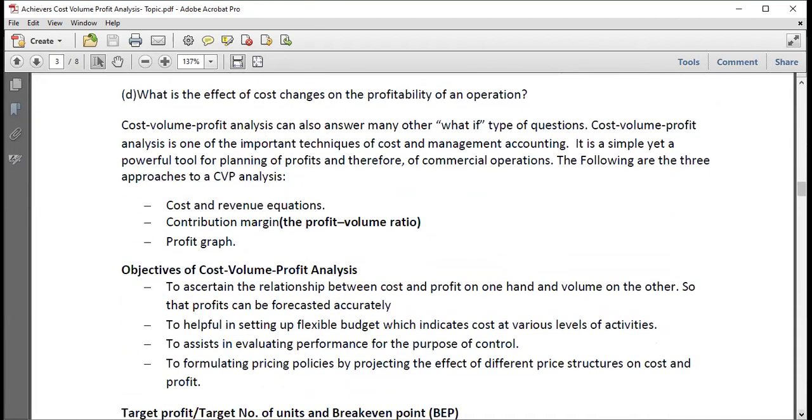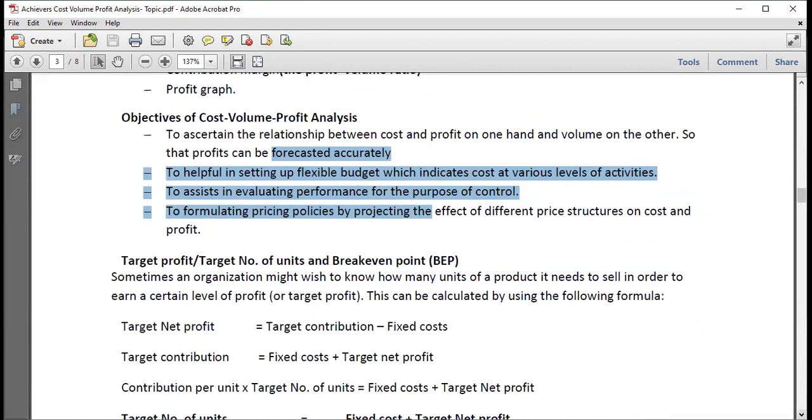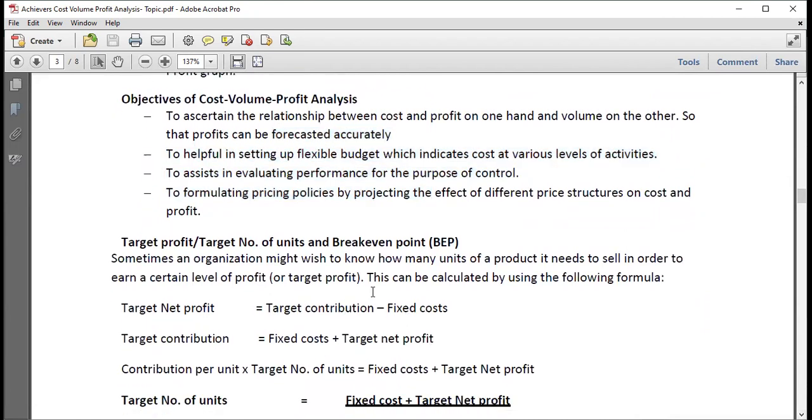So the relationships are not so much different from what we've just looked at. You can try to read those. I think I want to get down onto the target profit. I want to get down onto the target profit. And I'll just come back to my Excel here.